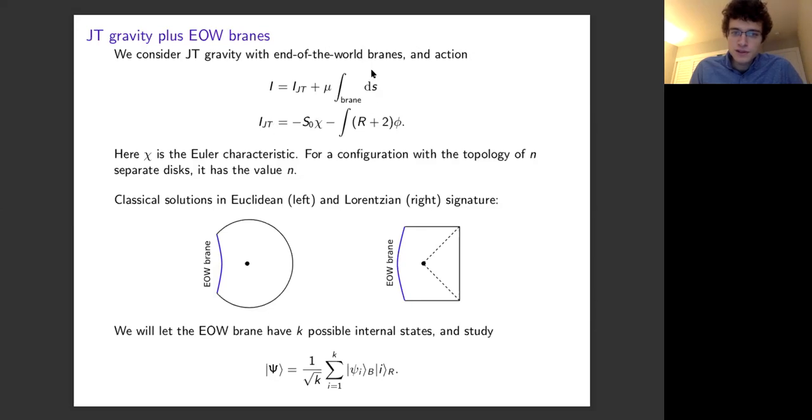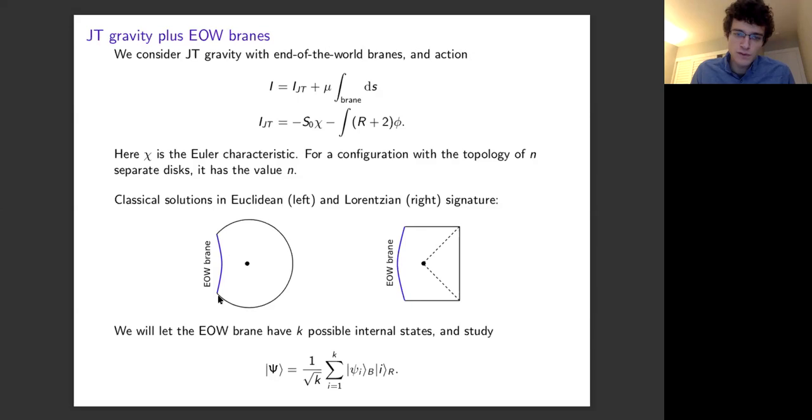Classical solutions in this coupled theory, examples of those are shown below here. Euclidean signature on the left and Lorentzian signature on the right. So this blue curve here is the end of the world brane, and the black curve is the asymptotic AdS boundary. JT gravity has hyperbolic space as a solution, so you can think about what I've drawn here as a portion of the hyperbolic disk. This black curve is like a constant radius locus in the hyperbolic disk, so it's like part of a circle in hyperbolic space out near the asymptotic boundary.